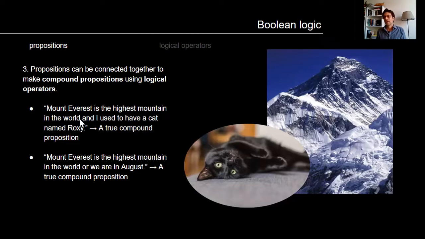Look at the second example. Mount Everest is the highest mountain in the world, or we are in August. This is also a true compound proposition. The first simple proposition is this: Mount Everest is the highest mountain in the world. It's a true proposition. The second simple proposition is this: we are in August. It's a false simple proposition. A true simple proposition and a false simple proposition combined with the or operator makes a true compound proposition. Why does it make a true compound proposition? Will be explained in the coming slides, so don't worry yet. Okay, let me go on.